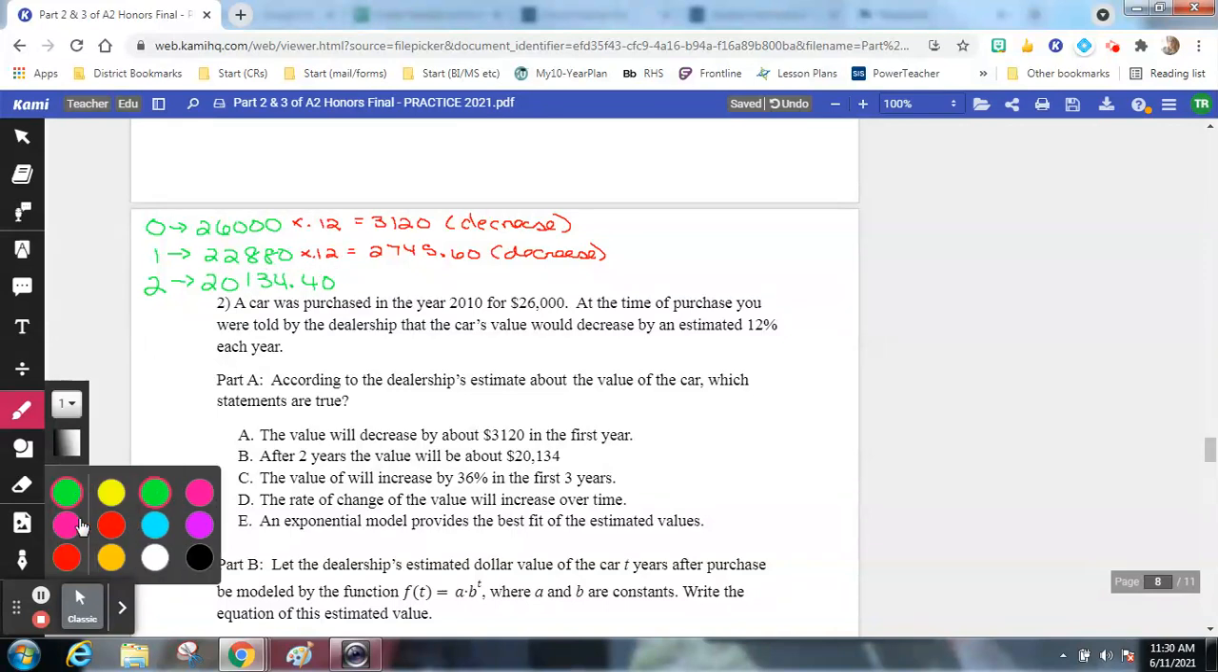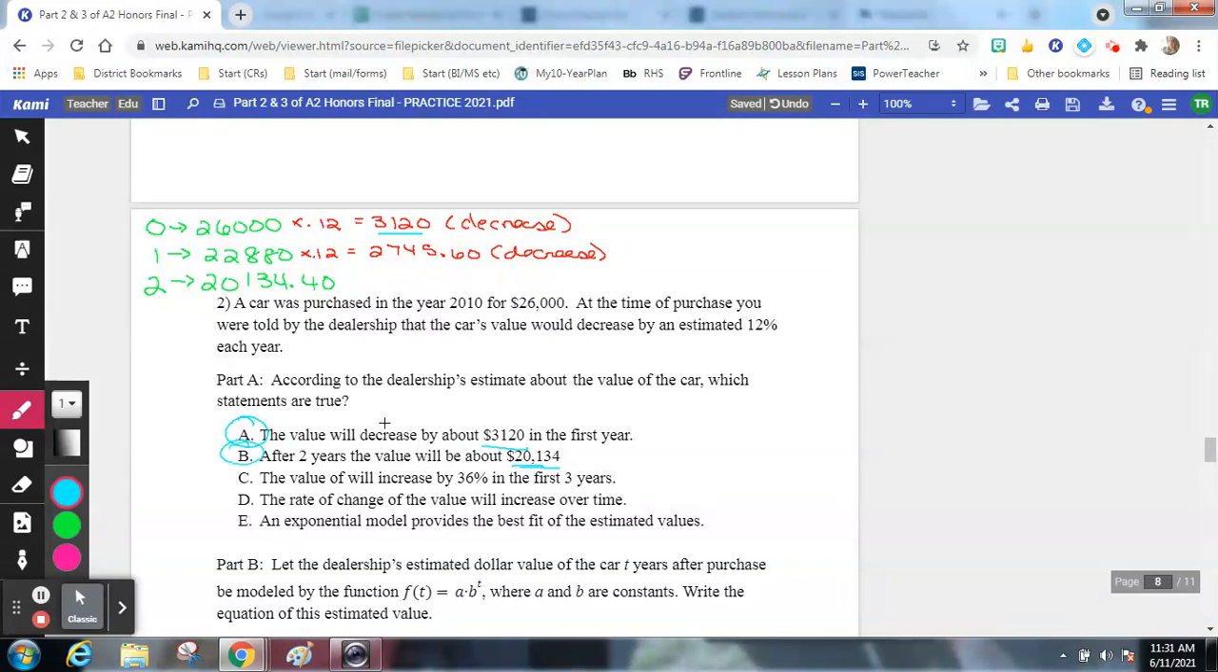So it says part A, answer A, the value will decrease by about 3120 in the first year. Well, that's true. That's what we found here, right? 3120, 3120. So that works. It's definitely A. After 2 years, the value will be about 20,134. Yeah, that's what I got. It had some change, but it says it's about, so that definitely worked too.